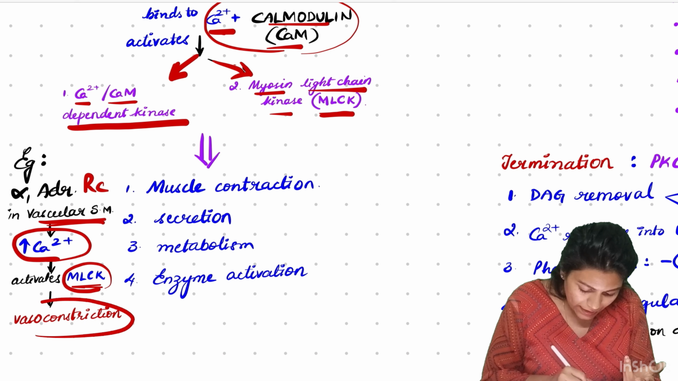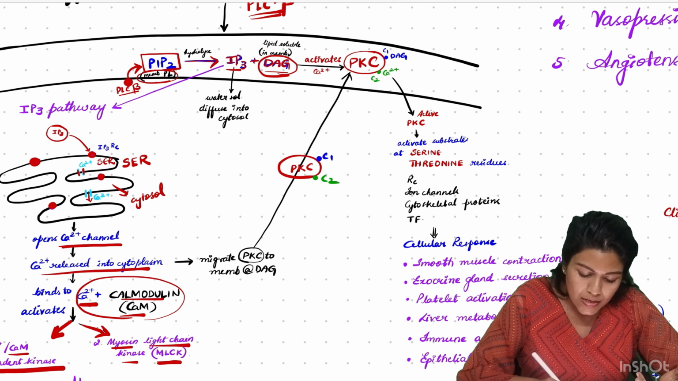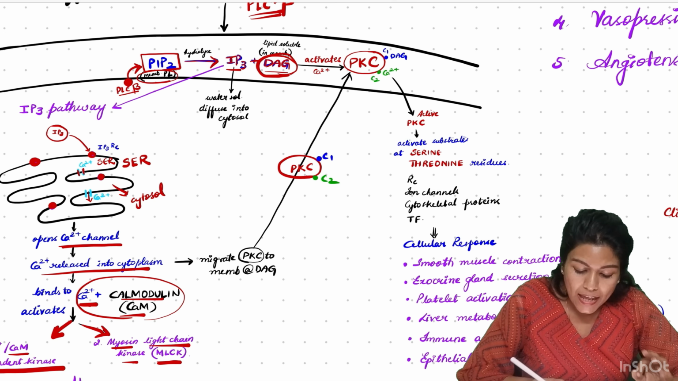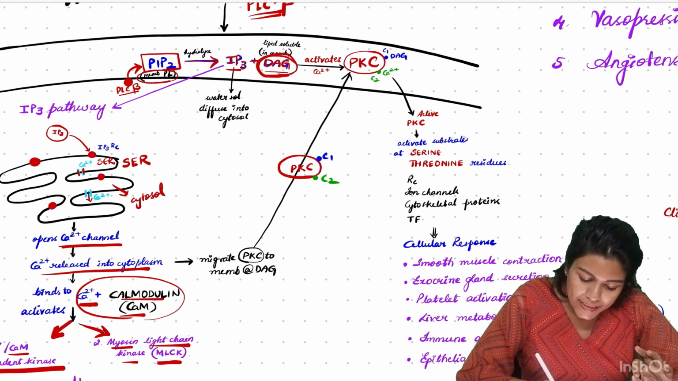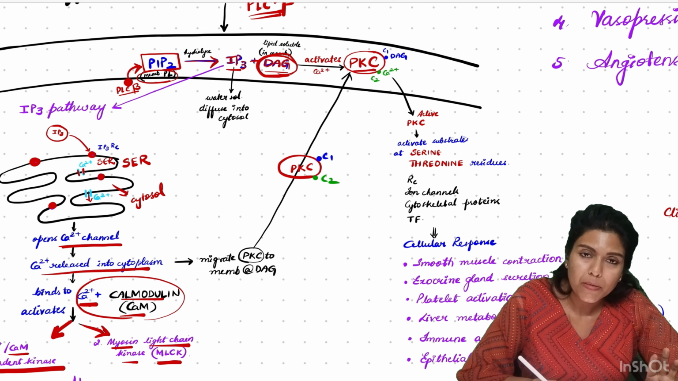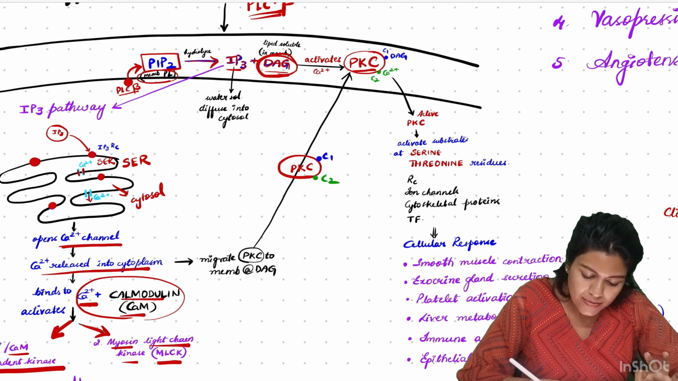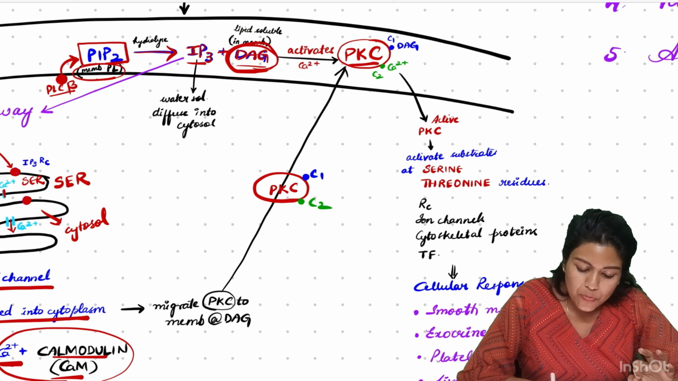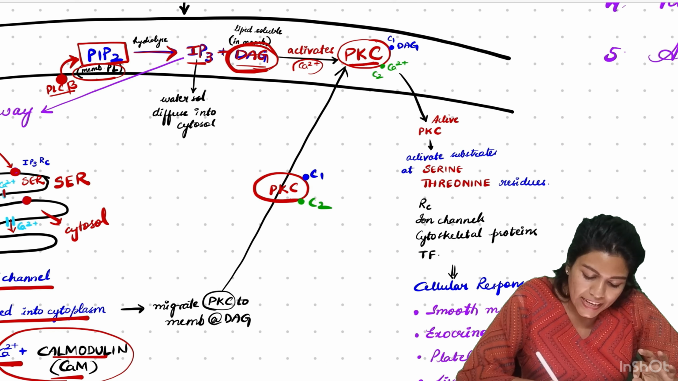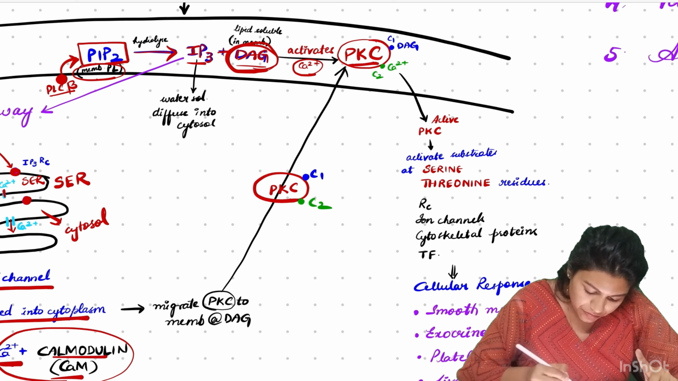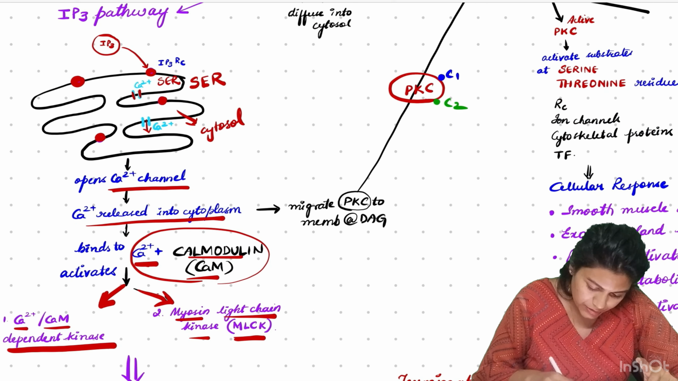Now, coming back to the DAG, we have left the DAG in the membrane itself. It is lipid soluble, so it remains in the membrane. Now this DAG will act on protein kinase C, PKC, present in the membrane itself. It will activate protein kinase C with the help of calcium also. Calcium from where? From the endoplasmic reticulum here.